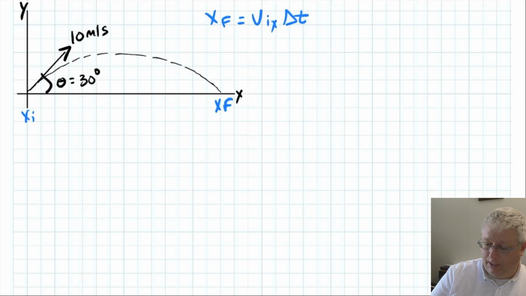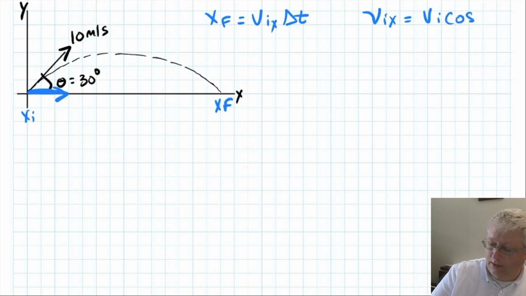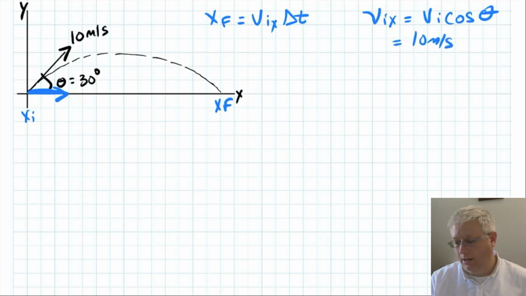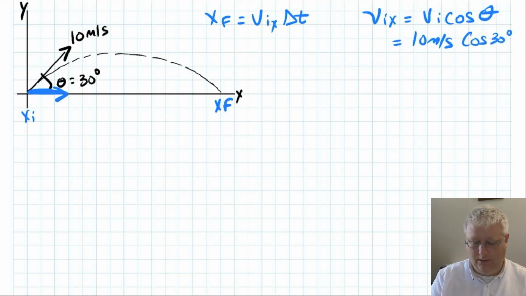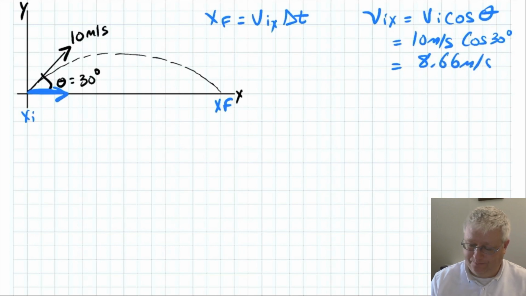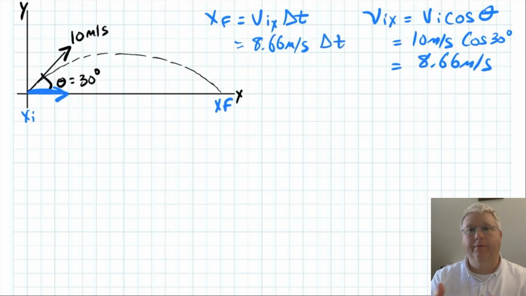So remember, the initial velocity in the x direction, that component is the initial velocity times the cosine of the angle. So that's 10 meters per second times the cosine of 30 degrees. Cosine of 30 degrees is 0.866, times 10 is 8.66 meters per second. All right, so the final position is going to be 8.66 meters per second times the time interval. So how do we find the time interval?